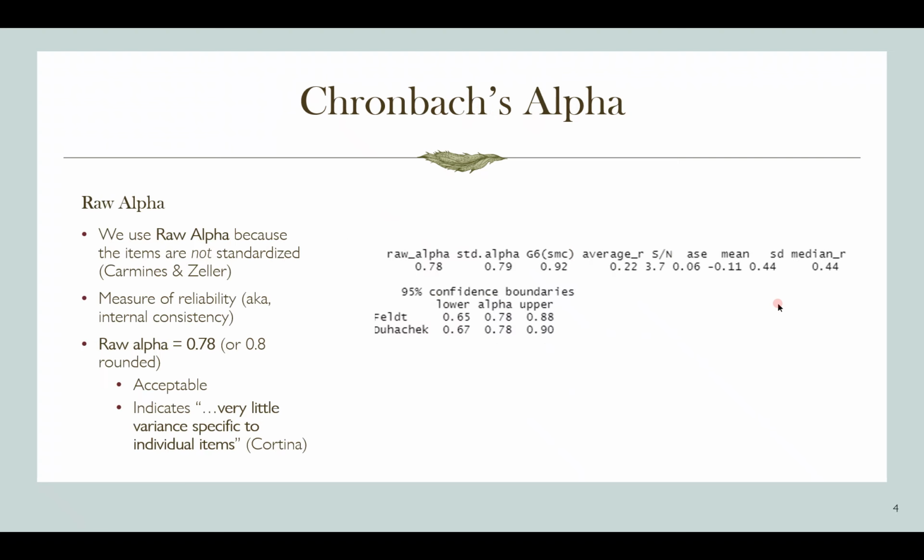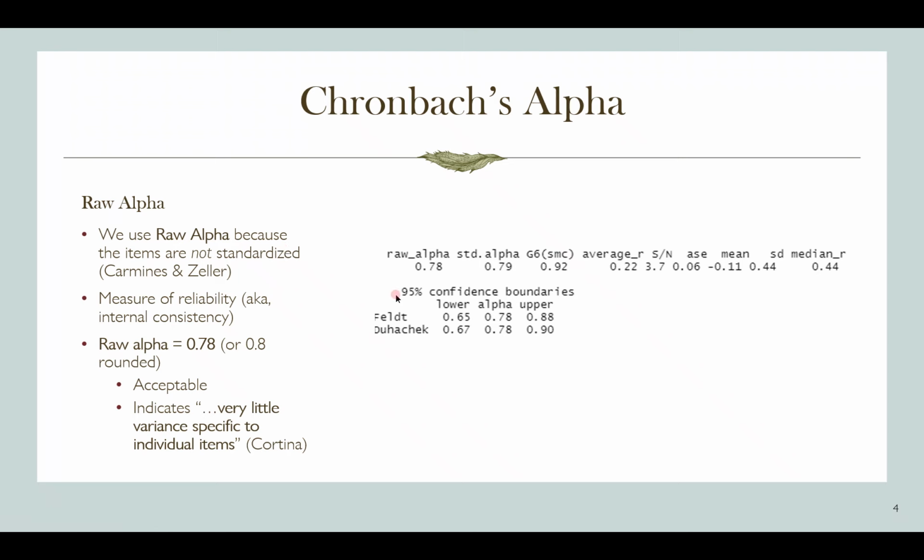To begin, we can examine Cronbach's alpha and calculate this. So in this instance, it is important to note that we want to use raw alpha because the items are not standardized. If they were, we would use standardized alpha, but that's not the case here, and that is according to Carmines and Zeller.